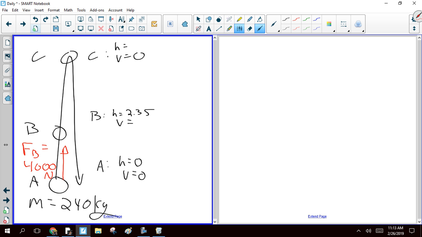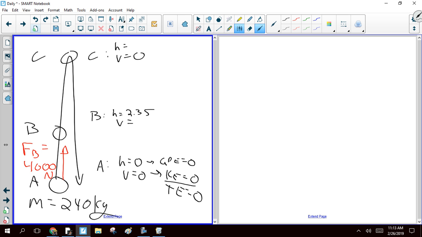All right, so next thing, continue on autopilot. Figure out anywhere you know the height, find the GPE. Anywhere you know the velocity, find the KE. Okay? So let's see, down here at point A, I know my GPE is 0. I know my KE is 0. That means my TE is 0. So that's all point A. Everybody good?